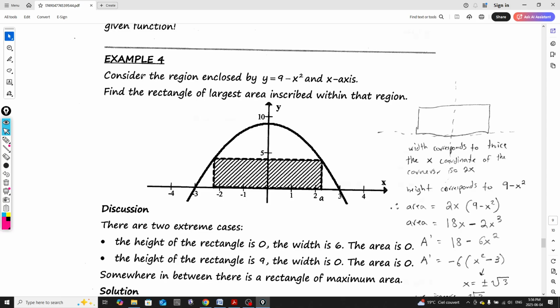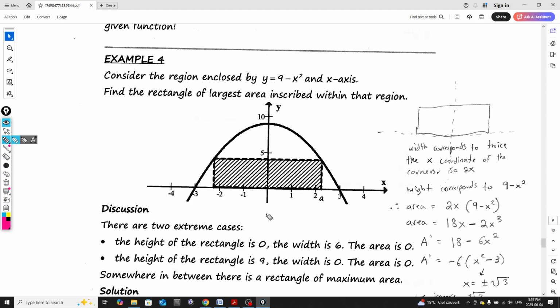Essentially, here I've got a rectangle. It is inscribed within this region, which means it's found within the region enclosed by the x-axis and y equals 9 minus x squared. I'm trying to find the largest area, so I have to maximize the area of this rectangle, which means I have to come up with an equation for the area of this rectangle. How do I do that? Well, I know that my rectangle is going to be symmetrical about the y-axis.